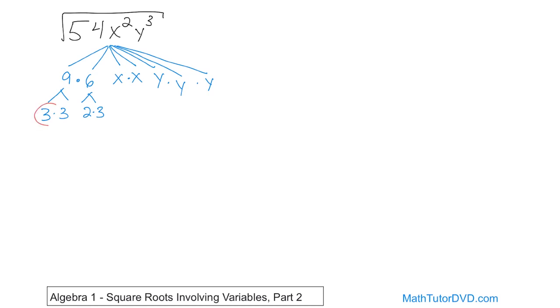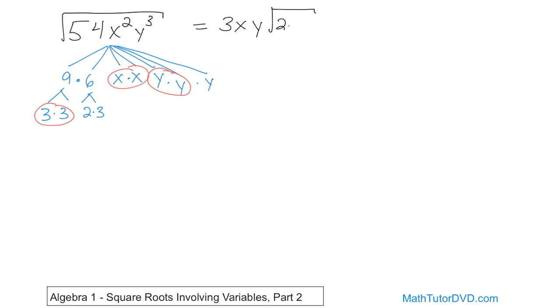So now we start circling pairs. We have a pair of 3's, a pair of x's, and a pair of y's. This 2 does not have a match, this 3 does not have a match, and this y does not have a match. So we're done with that, and we can start to construct the answer. From this pair of 3's, a single 3 can come out of the radical. From this pair of x's, a single x can come out of the radical. From this pair of y's, a single y can come out of the radical. And everything else has to stay under the radical because they don't have pairs.